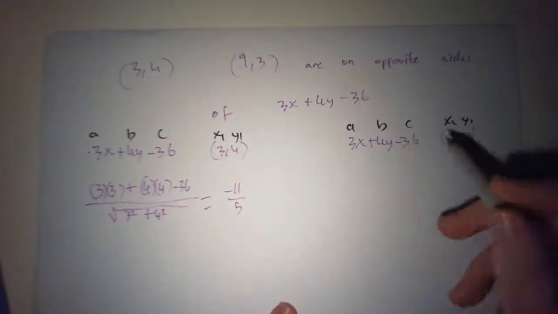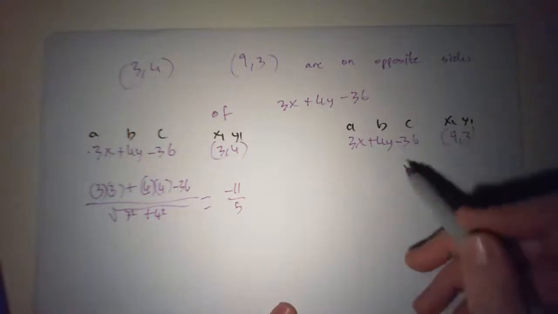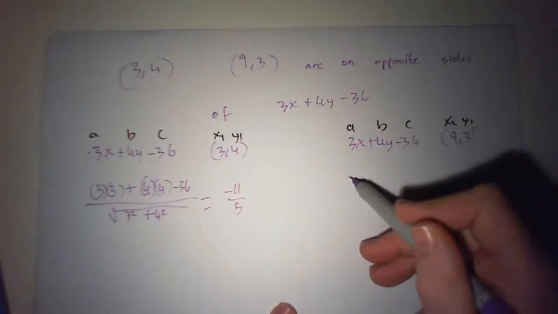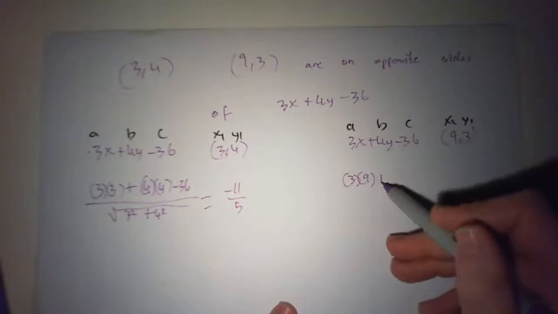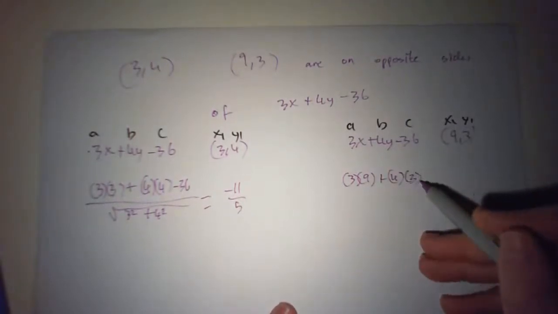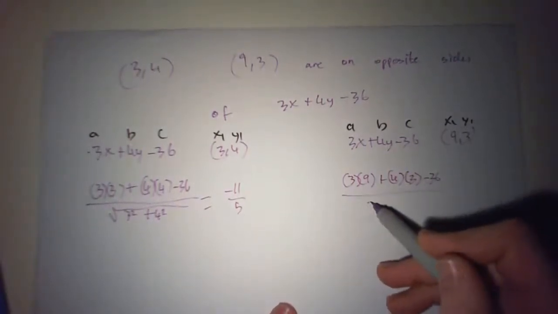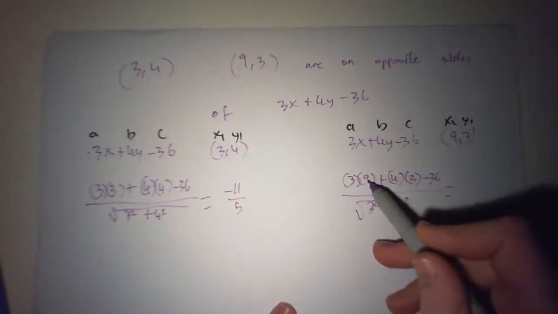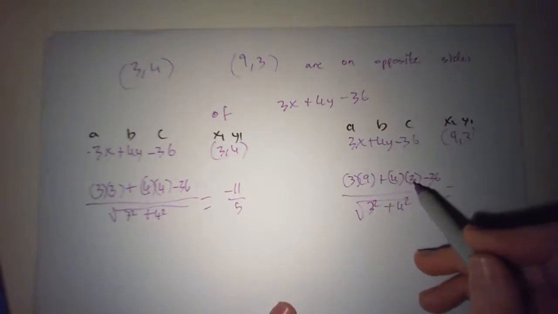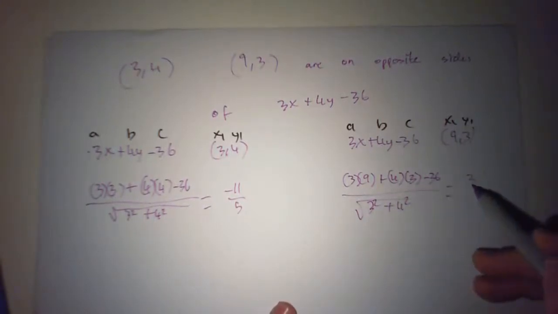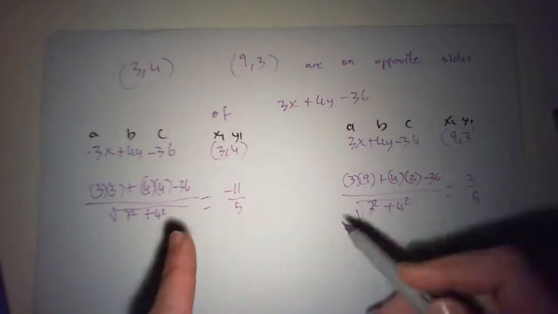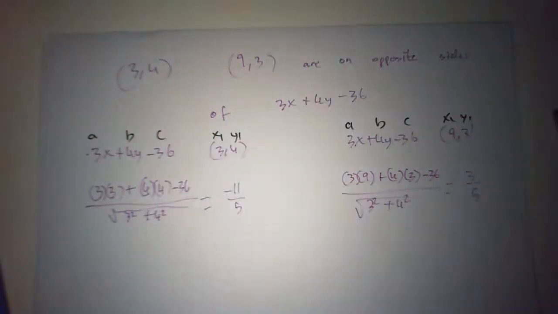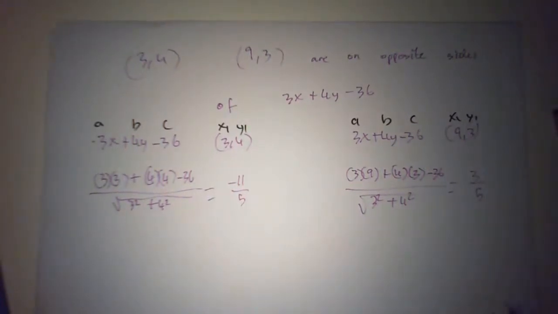So let's do it. 3 times 9 plus 4 times 3 minus 36, over 3 squared plus 4 squared. That's 3 nines are 27, 27 and 12 is 39, minus 36 is 3, over 5, and that's positive. So one's positive, one's negative. They are on opposite sides. So there you go, a nice little example there.